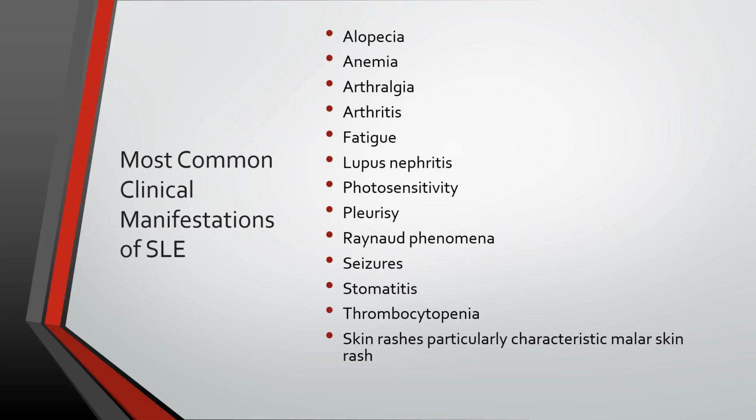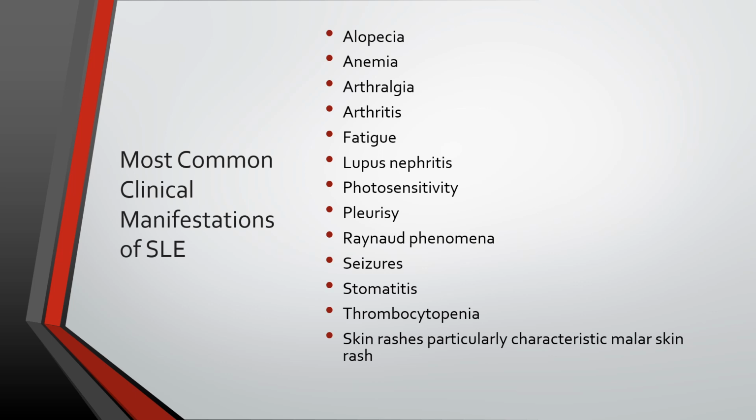So here are the most common clinical manifestations. Alopecia, or that hair loss. Anemia, we've talked quite a bit about. Arthralgia, which is joint pain. Arthritis, which is inflammation of those joints. Fatigue, lupus nephritis, and this is actually probably the greatest risk of death for our lupus patients. Patients may experience peripheral edema because of impairment of the renal function. So this should be your priority if you note this lupus nephritis.